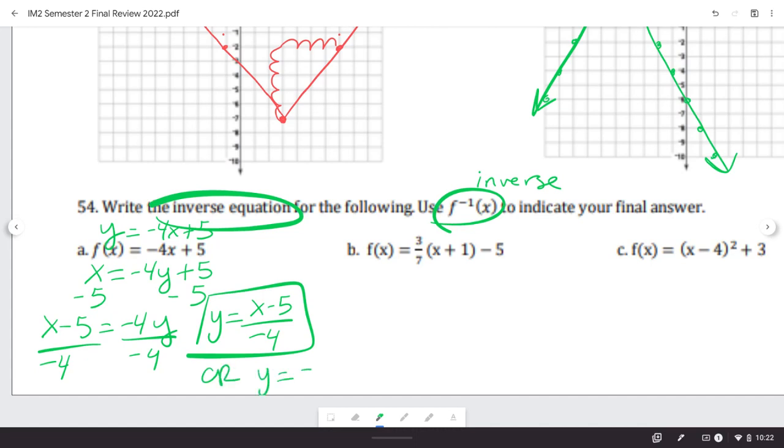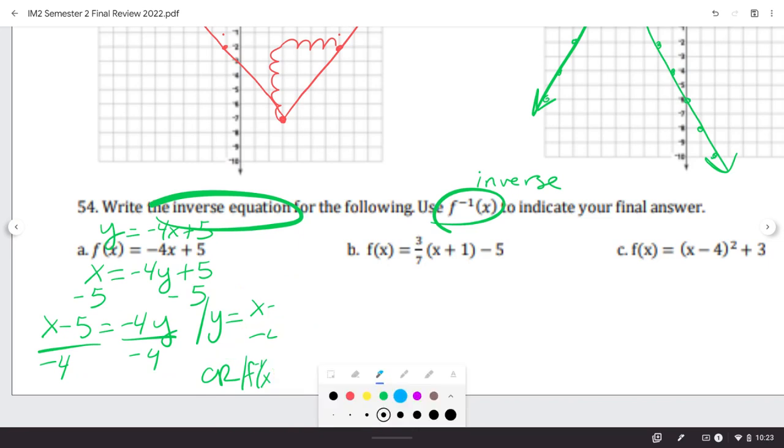y equals negative 1/4 x minus 5/4. And since it's a negative at the bottom as well, then it's going to turn into a plus. And we write it like this because that's in y equals mx plus b form. But we got to fix the notation. So instead of y, we're going to write f negative 1 of x because that's how you write your inverse. Okay, over here, same thing. We're going to switch our x and our y.